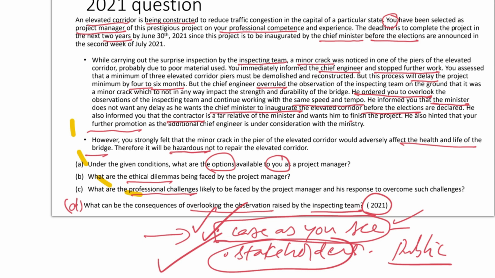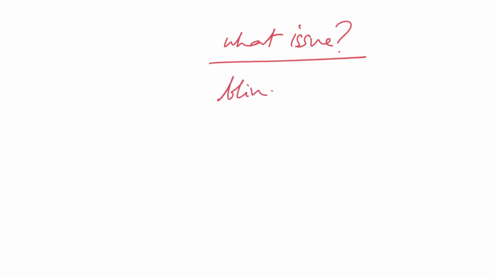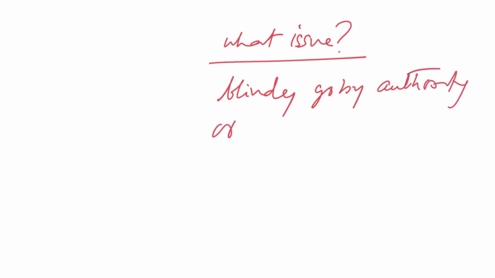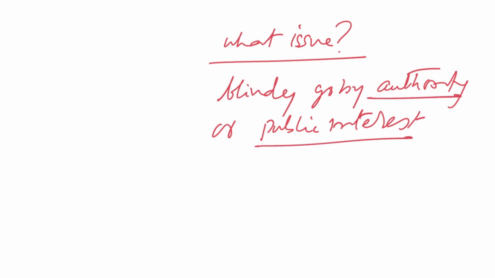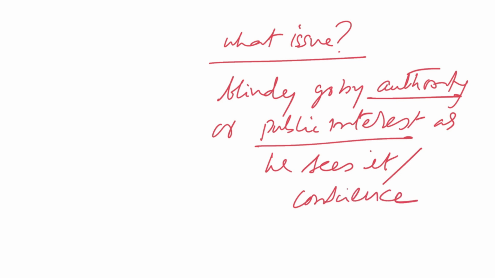Next step is ethical issues. So, under what issue will this come? I would say this comes under whether a public servant should blindly go by authority or go by public interest. Should one go by authority or go by public interest as he sees it, as he sees it with conscience? This is the issue.